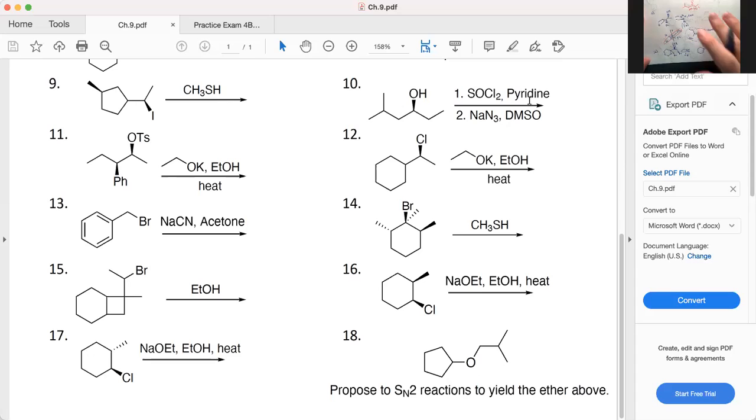All right. I'm going to keep moving. So 13, we have this benzylic bromide, and we're treating it with sodium cyanide and acetone. And what do we think? This is going to be what pathway? SN2, great, SN2. So it's just backside attack.